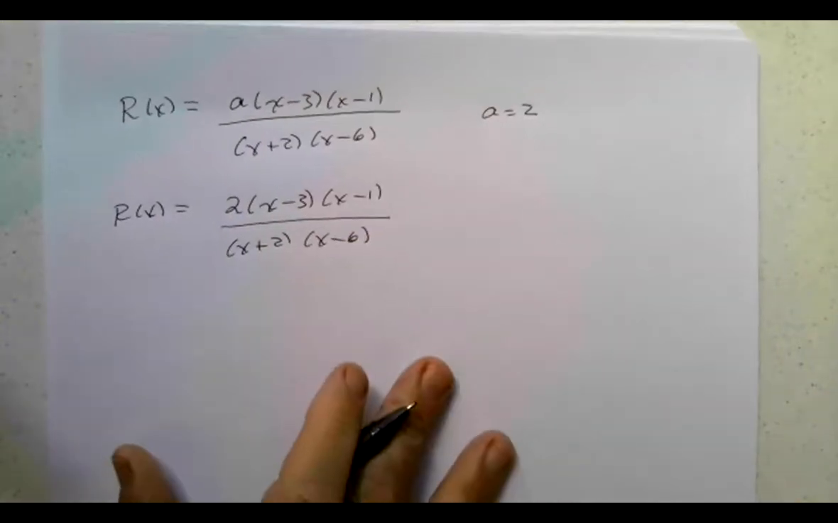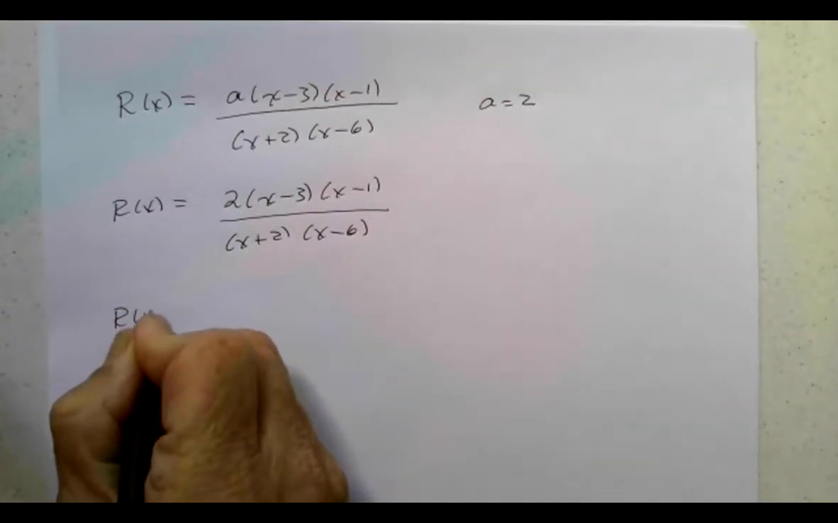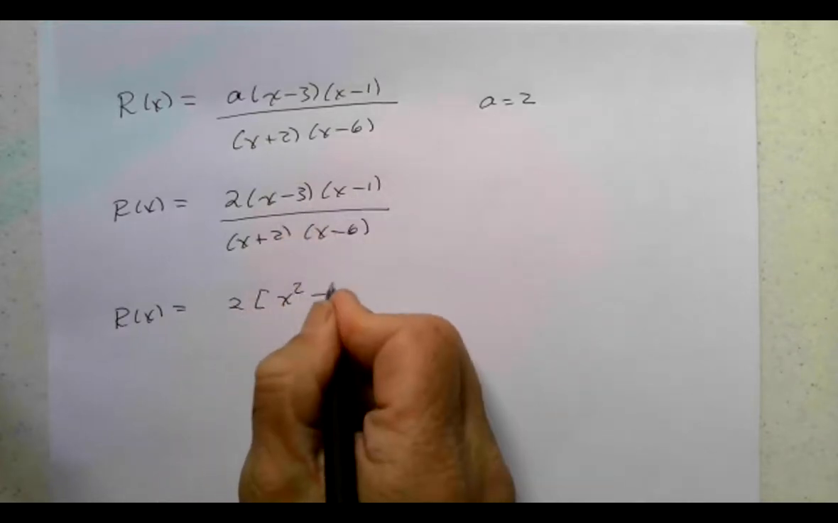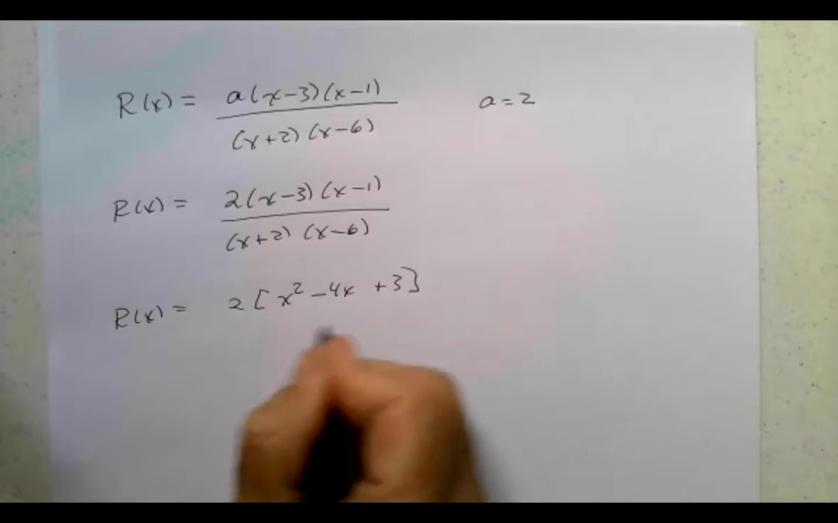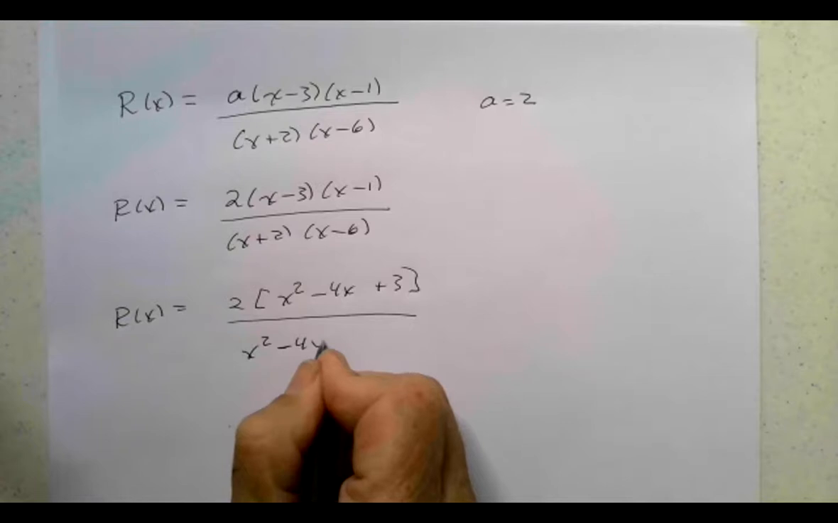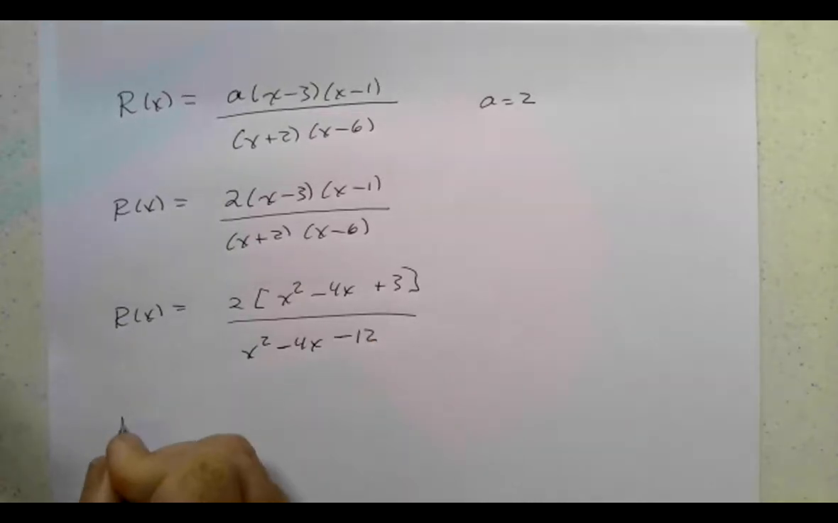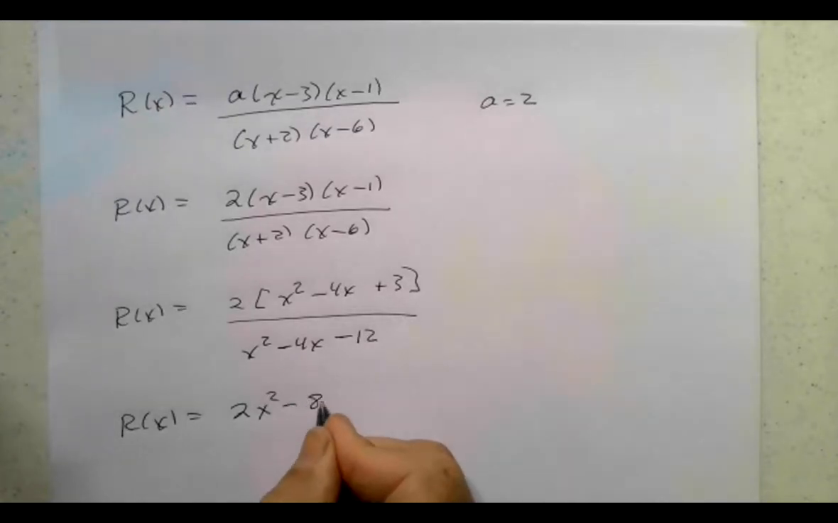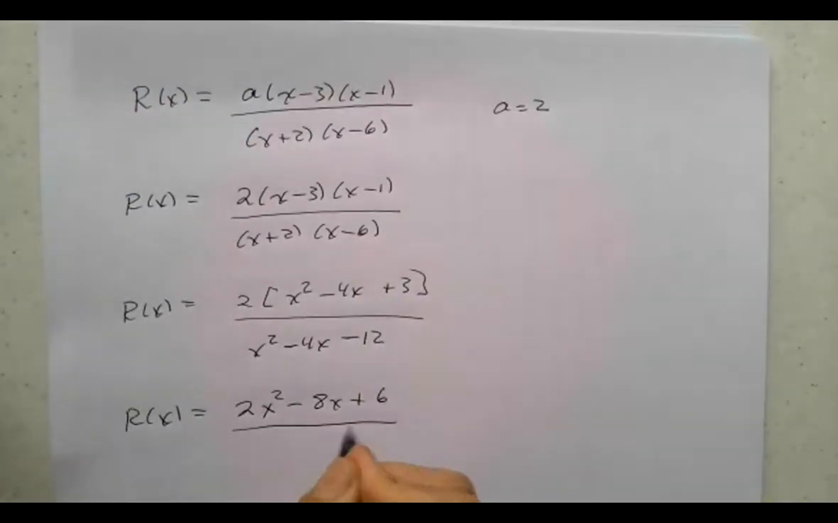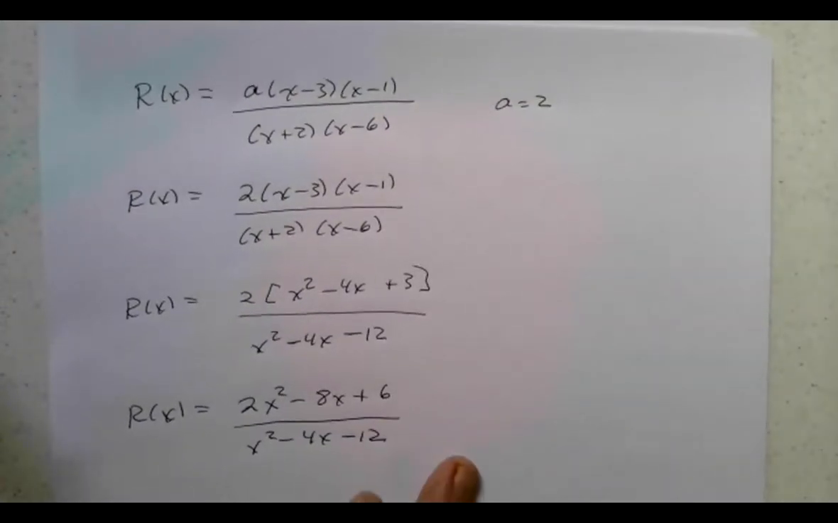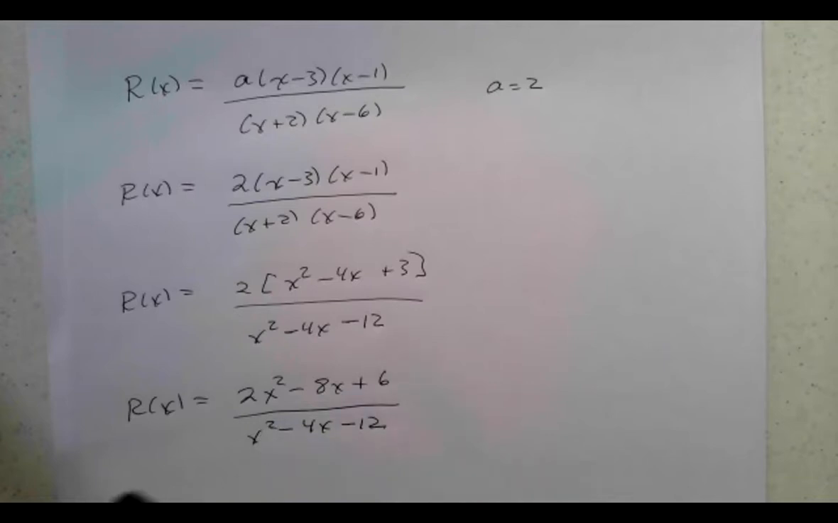And let's distribute this out before we go to Desmos. R of x is 2 times x squared minus 3x minus 1x minus 4x plus 3 over x squared plus 2x minus 6x, that's minus 4x minus 12. So writing this in this form, 2x squared minus 8x plus 6 over x squared minus 4x minus 12. Let's see on Desmos if this graph agrees with what we had on the other page.